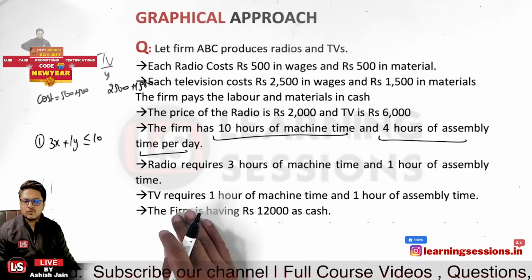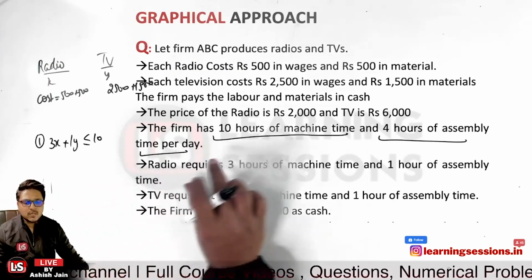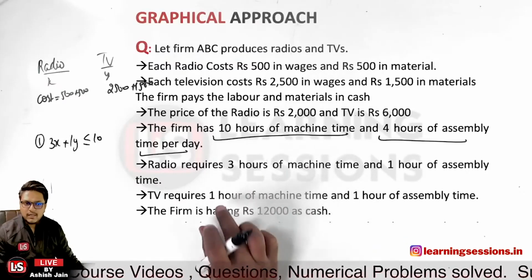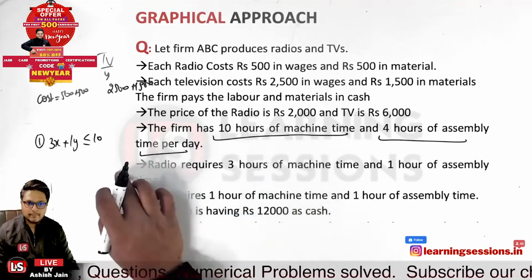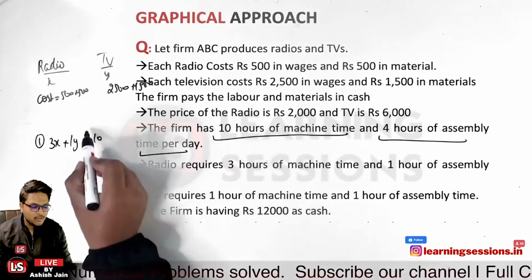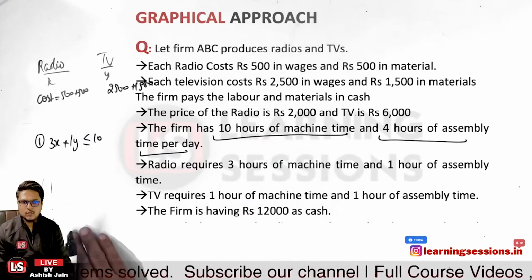That will be our first equation, because in case of the radio we require 3 times the machine time as compared to that required in the TV, and further the machine time is limited to 10 hours. So that is a constraint over here, and the inequality is a lesser than or equal to inequality.